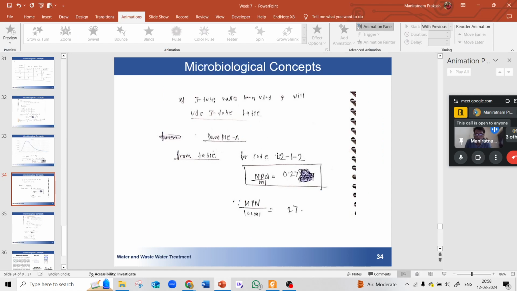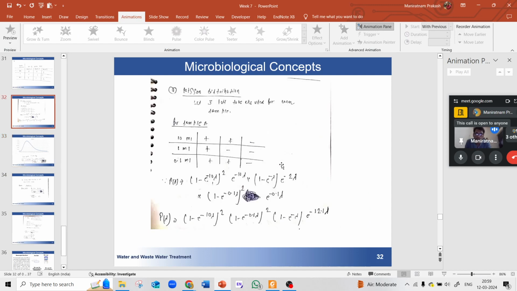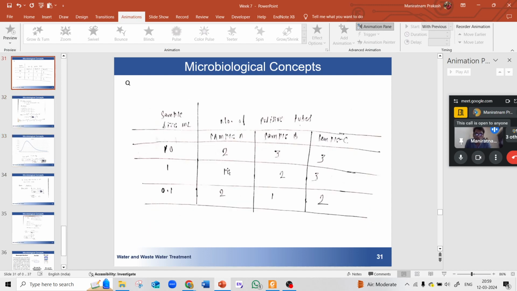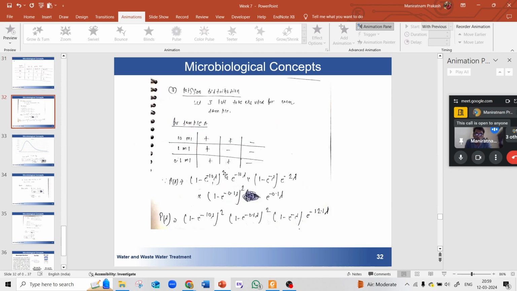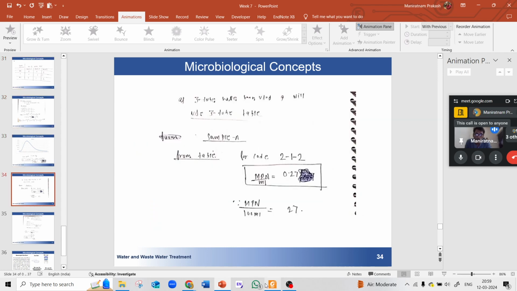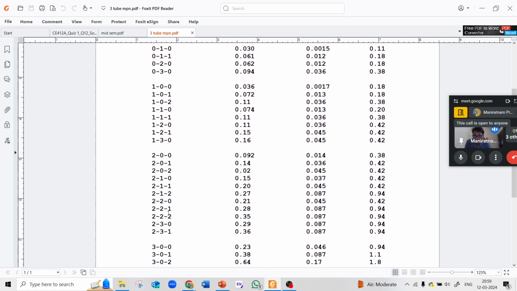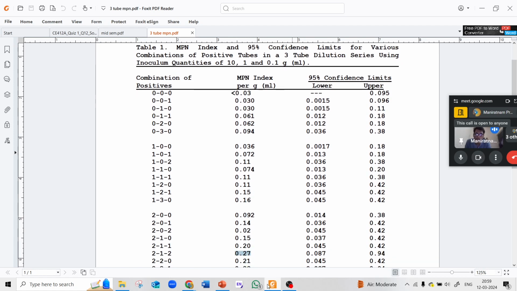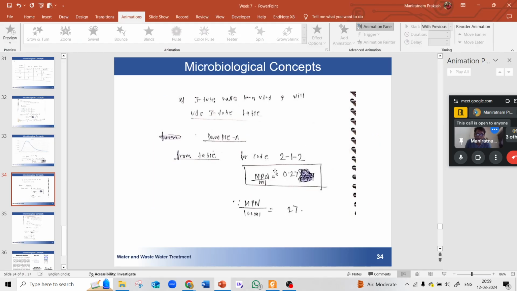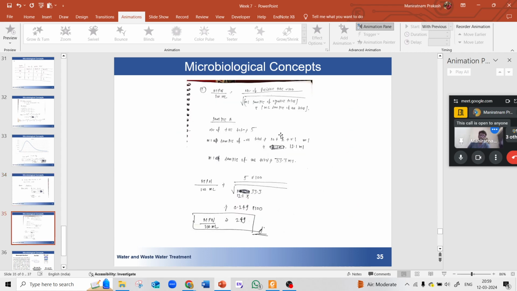In this table, we look at the number of positive tubes and form a code. From here you can see two positive, one negative, one positive, two positive, so the code of this sample will be 211. From this table, for 211, you can see it is 0.27 MPN. So I will report my answer as 0.27 per ml, and per 100 ml it will be 27. From this result and the table result I am getting 27, which means I have made some mistake in the formula method.